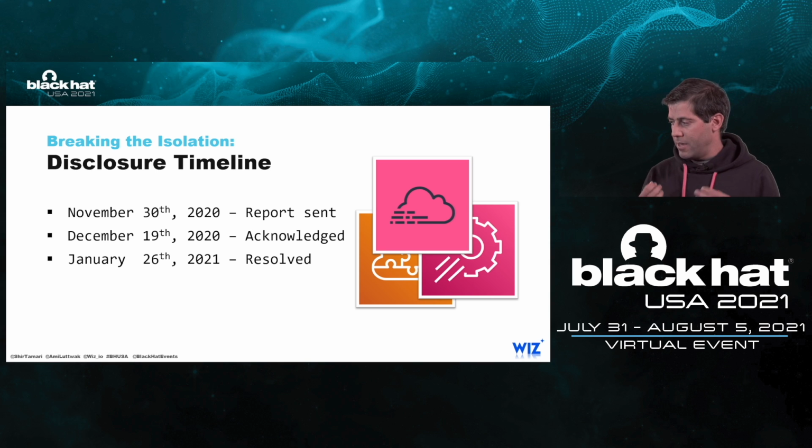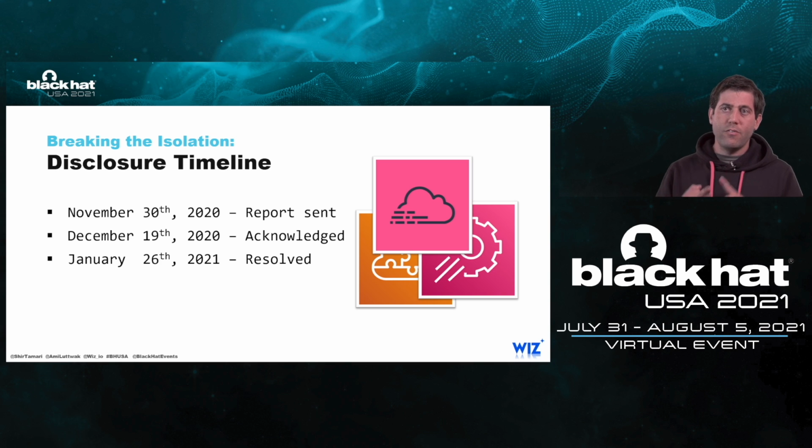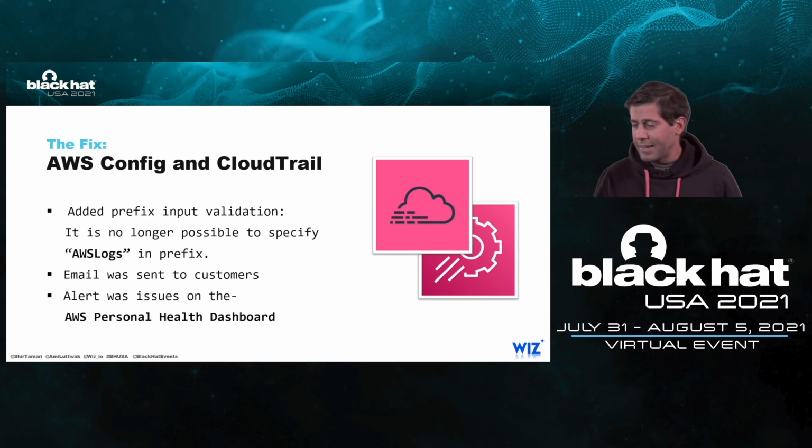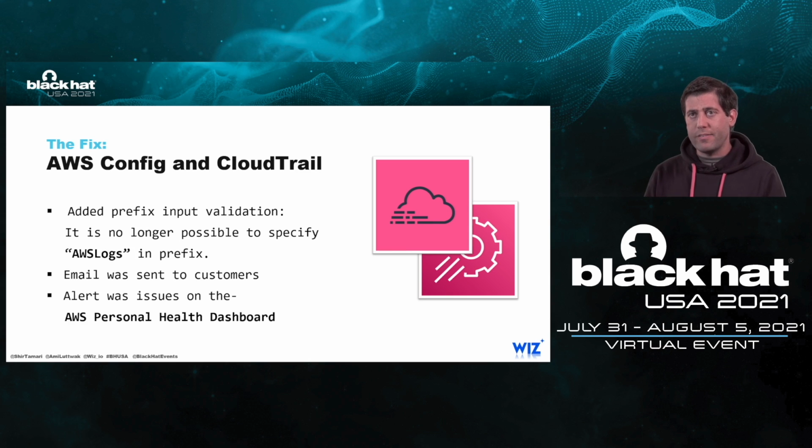Let's start from the time we actually sent the report. So this was around November, and the AWS team worked with us and fixed this really quickly. So around January, all of the vulnerabilities were completely fixed. And they responded, they notified customers, everything went as planned. Basically, the AWS team fixed and completely closed the AWS Config and CloudTrail vulnerabilities. How did they do it?